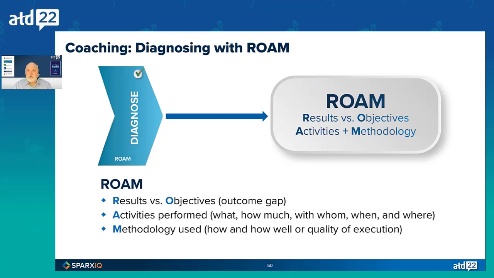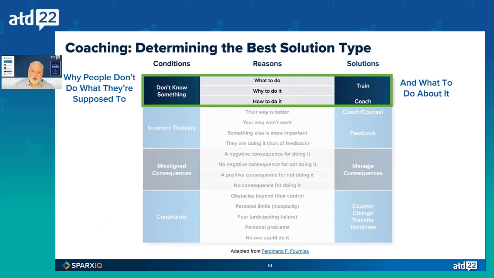And so when you explore those and fixing the activity doesn't fix the problem, then you explore the methodology, which is really the quality of execution of those activities. How and how well they're selling, how are they using that sales process and sales methodology we talked about earlier. That's diagnosing with ROME. Then the solution chart is really about determining the best solution type. This is a chart that I've adapted from the work of Ferdinand Fournies, and I've added conditions on the left.